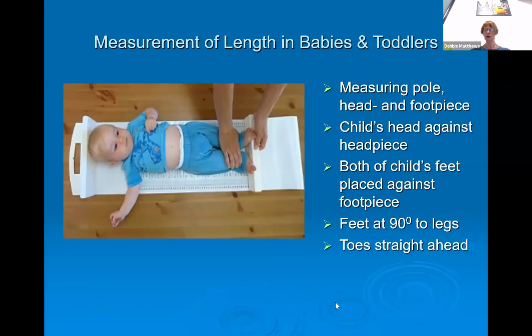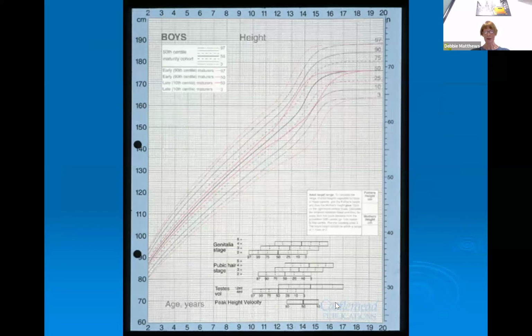In babies and toddlers who do not stand reliably, the measurement is of length using a measuring pole, head and foot piece. The child's head is placed against the headpiece and then both of the child's feet placed against the foot piece with the feet at 90 degrees to the legs and the toes pointing straight ahead. Not enjoyed by these young people.